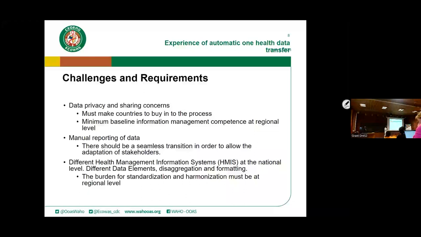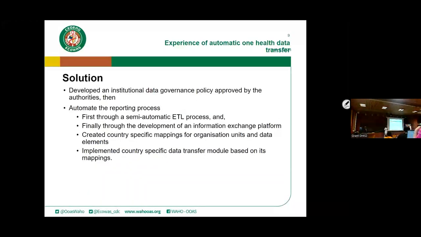And we discussed with them about interconnection and everything, but there were a lot of concerns. One of the primary concerns was privacy and data sharing. Like, on what framework will this be built? And who is going to take responsibility? There was a lot of skepticism from the countries. And we had to do a lot of advocacy to bring them on board, especially in terms of the buy-in.